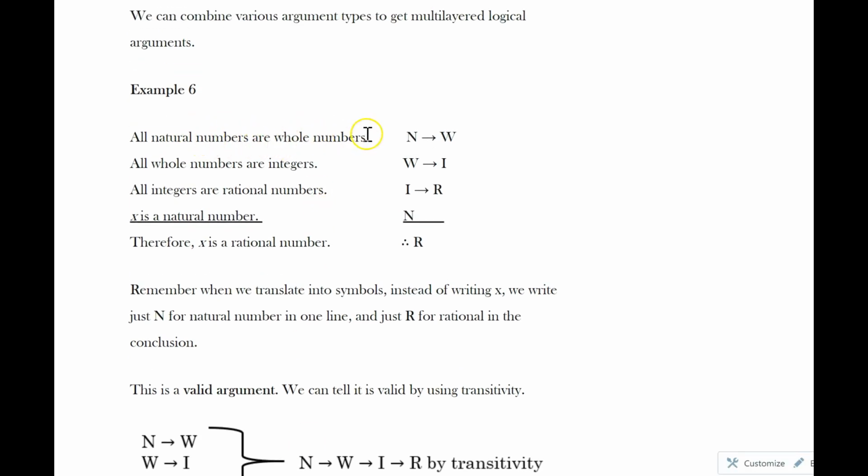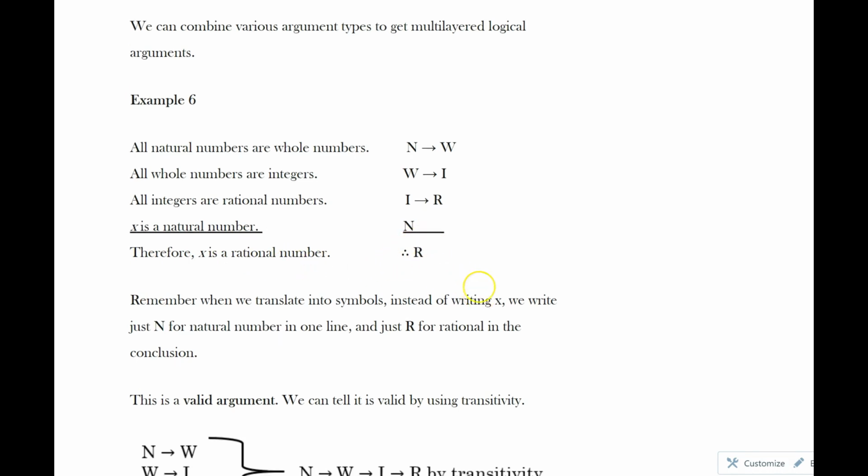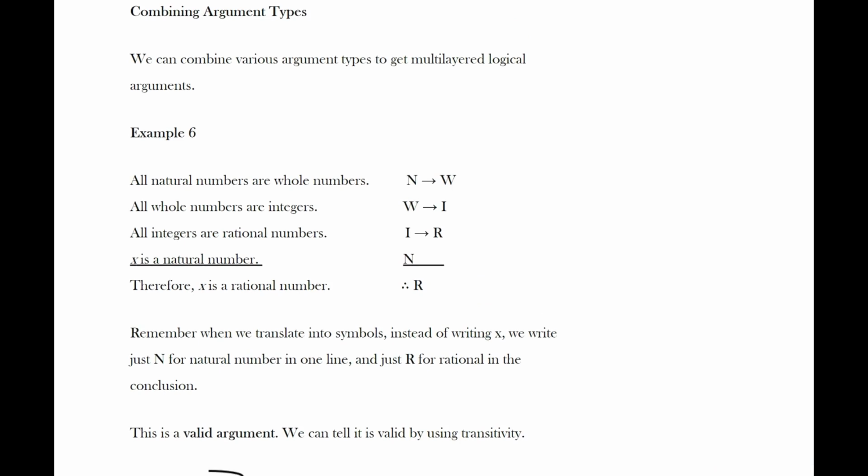It says all natural numbers are whole numbers, which we can translate as if it's a natural number, then it's a whole number. Then it says all whole numbers are integers, so if it's a whole number, then it's an integer. All integers are rational numbers, so I arrow R. And then it says X is a natural number, and we don't put X, we just put N. And therefore, X is rational. We put R. So the question is, is this argument valid or not?